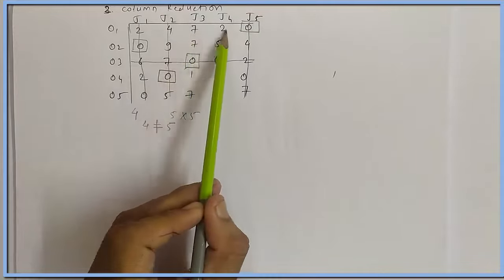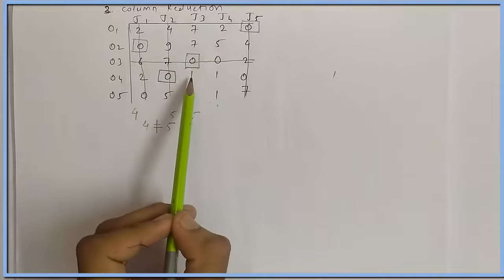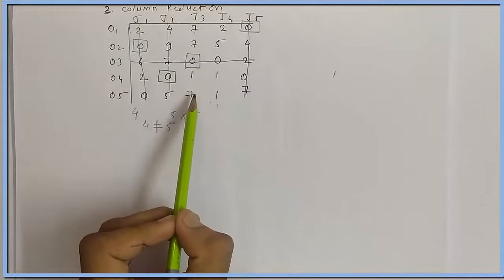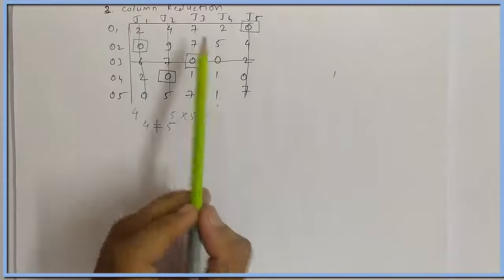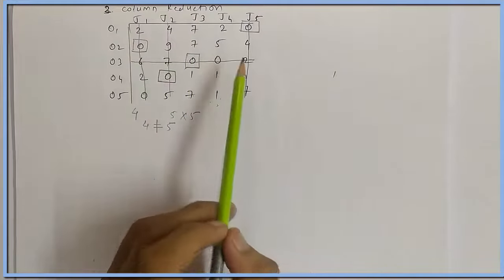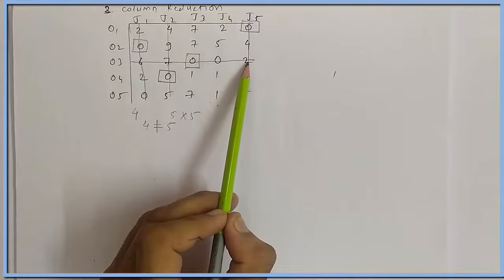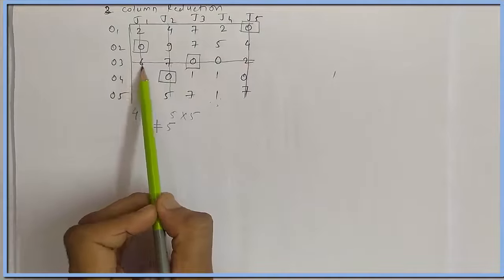7 minus 1, 2 minus 1, 7 minus 1, 5 minus 1, 1 minus 1, 1 minus 1, 7 minus 1 and 1 minus 1. We will subtract this 1 from the uncovered elements and we will add this 1 to the intersection elements: 2 plus 1, 7 plus 1 and 6 plus 1.